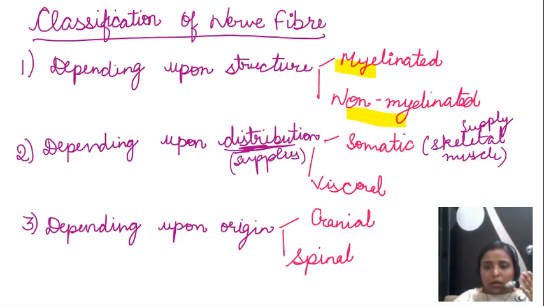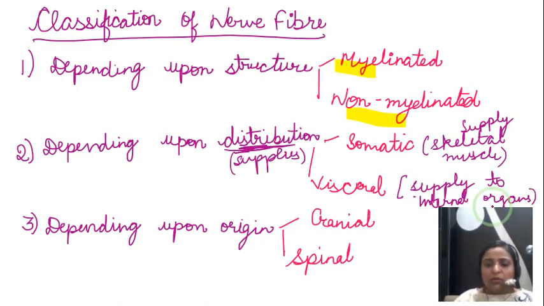Somatic means the nerve fibers which supply the skeletal muscles, your voluntary muscles, right? And if we talk about the visceral, these are the nerve fibers which supply your internal organs, means your involuntary system, right? The nerve fibers which supply the internal organs are called your visceral fibers. Simple. So they have classified it depending upon the distribution. Fine. So far we have studied two classifications: one depending upon the structure, another depending upon the distribution.